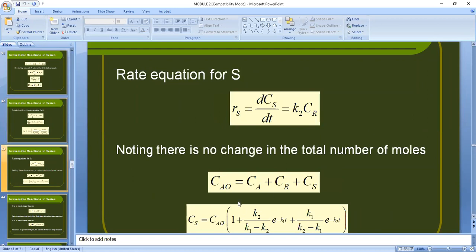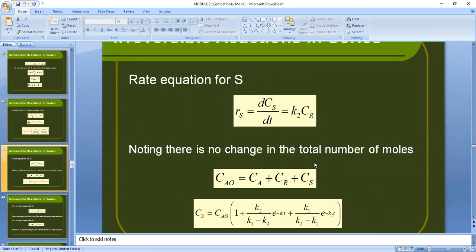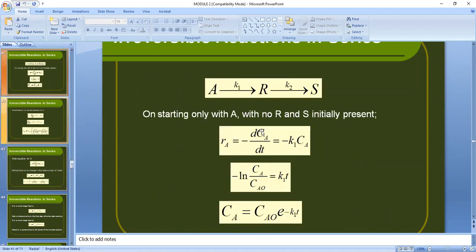But the easiest class is this one. Noting that there is no change in the total number of moles for your two-step irreversible reaction in series, what you have here is that the initial concentration of A is equal to the sum of the final concentration of A, that part that is left, the amount of R and the amount of S. Let's say, for example, in this reaction class, we start with only A, so there is no R and S initially present.